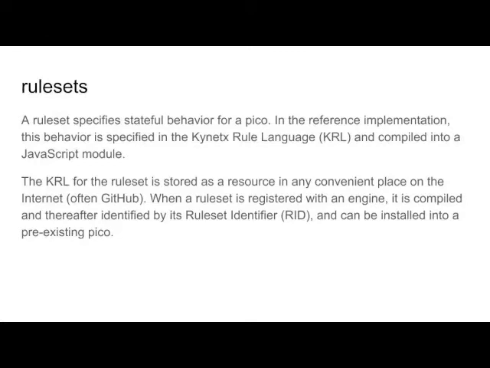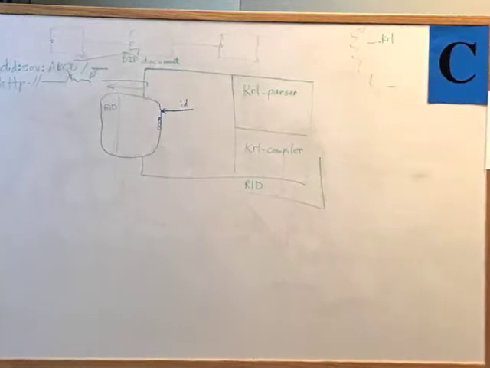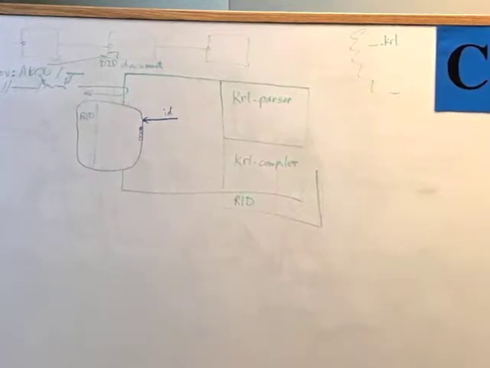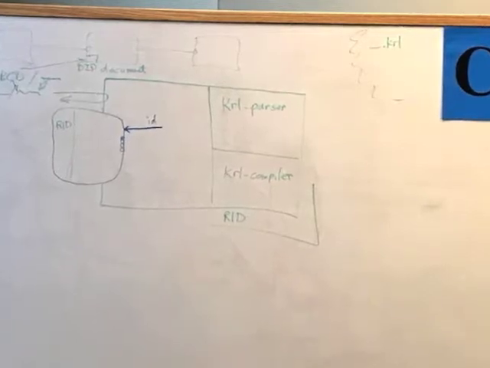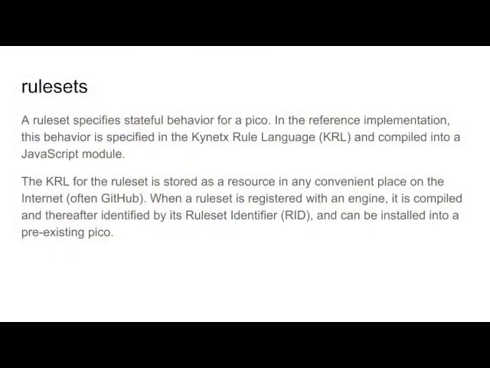Rule sets specify the stateful behavior of picos. In our reference implementation, this behavior is specified in the KRL language and is compiled into JavaScript modules. You store your KRL source code with a KRL extension somewhere in the cloud. This is processed by the KRL parser and KRL compiler, which are built into the pico engine. And the output of this is a JavaScript module identified by a rule set ID or RID. Once an engine has registered a rule set and has its rule set identifier and JavaScript module, that RID can be installed into a pre-existing pico.